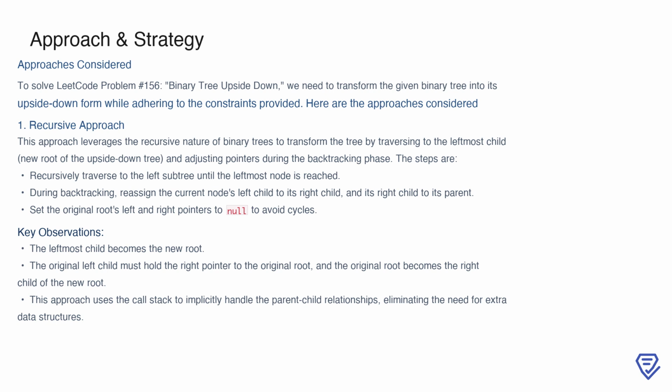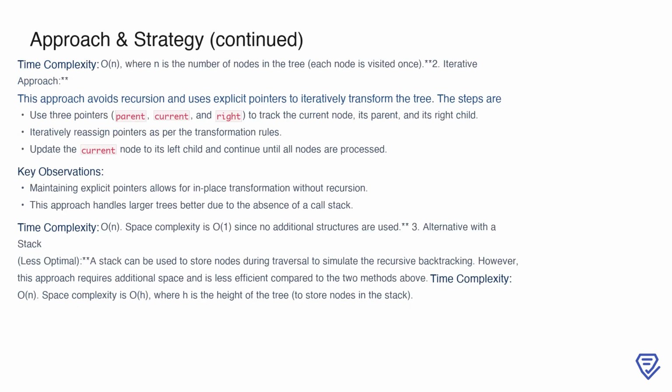It's also important to nullify the original root's left and right pointers to prevent cycles in the tree. A key insight here is that the leftmost child becomes the new root, and the relationships between the original nodes are reassigned accordingly. This approach is efficient because it uses the call stack to manage parent-child relationships, avoiding the need for additional data structures. Another option is the iterative approach, which avoids recursion by using explicit pointers.